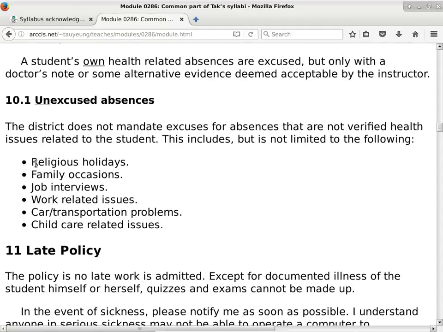So we include religious holidays, family occasions, job interviews, work-related issues, going to Oregon to watch the eclipse, that sort of thing. I actually got people, not students, faculty members, who told me last week that they want to drive their family up to Oregon to watch the eclipse, and I said, you're not going to be able to find any place to stay this late in the game. And they said, well, maybe the only chance is to rent an RV from California and drive all the way up to watch the eclipse. But that's a lot of driving just for a few minutes of watching the eclipse.